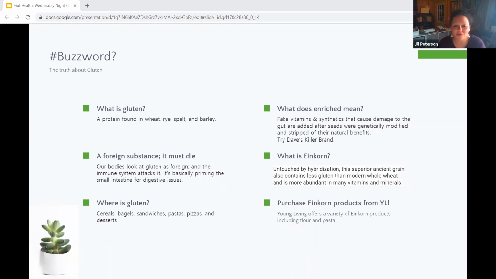So I want to explain to you what gluten really is. It's a protein that's found in wheat, rye, barley, and spelt, and the root word for gluten is glue. It comes from a Latin root word because it's elastic, and it's elastic in the gut. So it's like glue. And if we all think about what glue does, I don't know if I really want that going on in my gut.